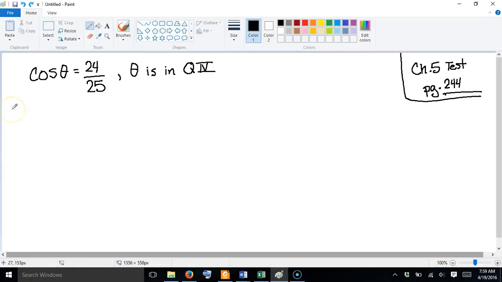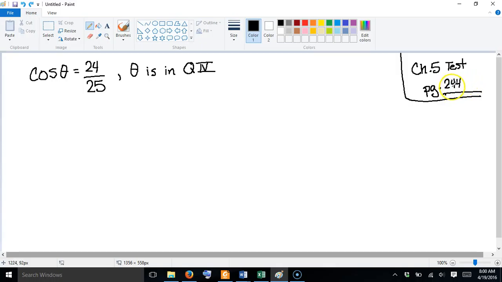Hey Trig class, what I'm going to do for our Chapter 5 review is go through some problems in your book, in a section at the very end called the Chapter 5 test, on page 244. I'm going to start with number 1, and this is a basic problem.